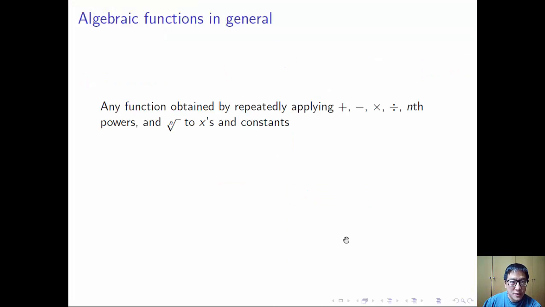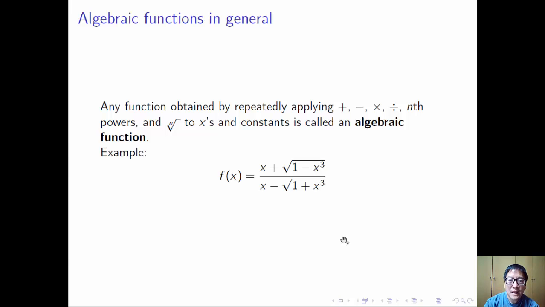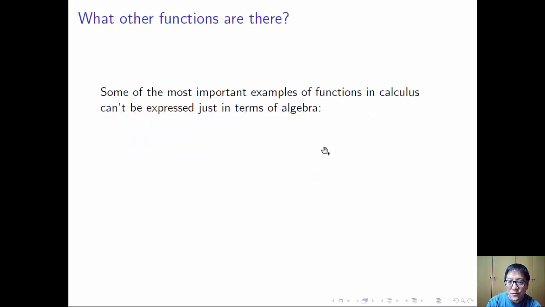All right, so now turning to the most general case, the generalization of everything we've seen: any function obtained by repeatedly applying plus and minus and times and divides and nth powers and nth roots to x's and constants is called an algebraic function. And just to give a totally random example, f of x equals x plus the square root of 1 minus x cubed, all over x minus the square root of 1 plus x cubed. This is a totally randomly made function that has no particular significance, at least to me. But this is just a random example of an algebraic function. And yeah, you'll see stuff like that in this course.